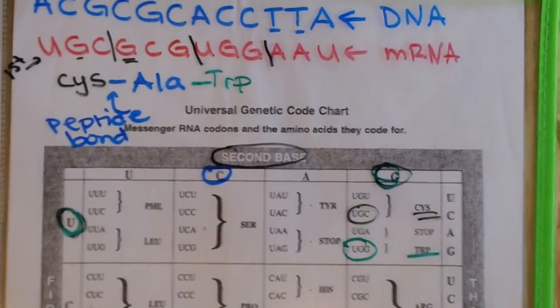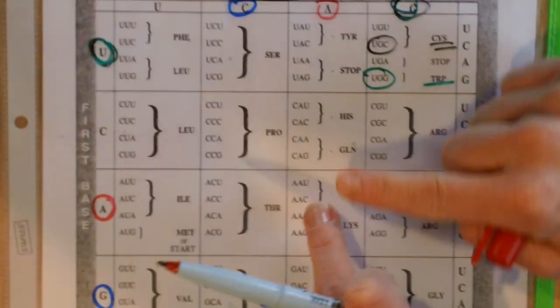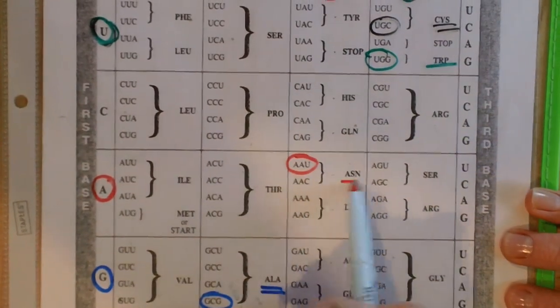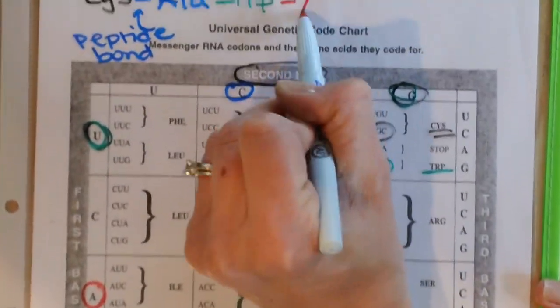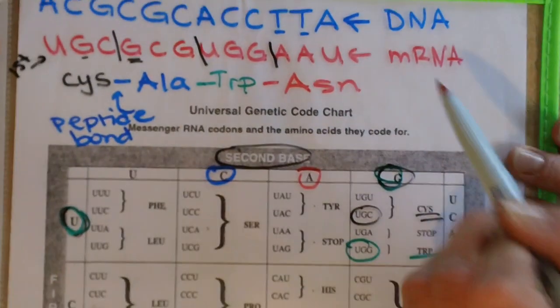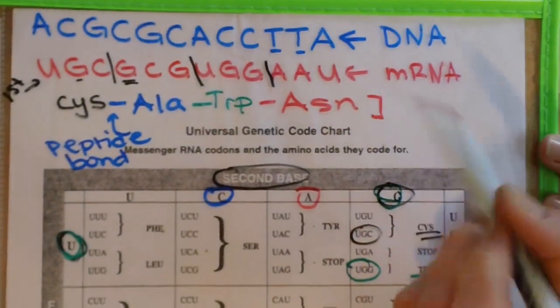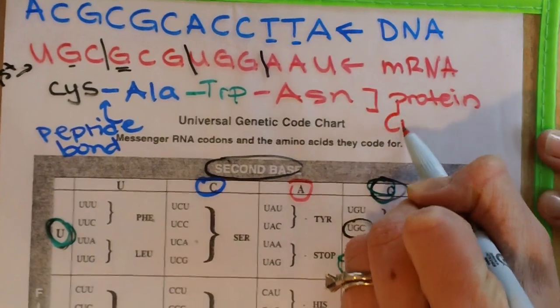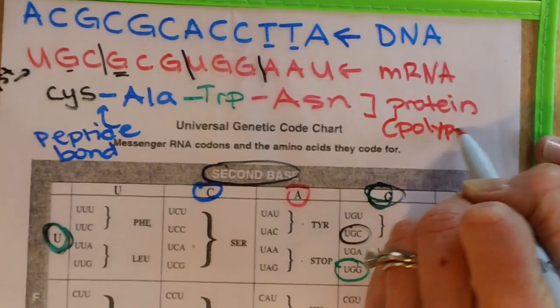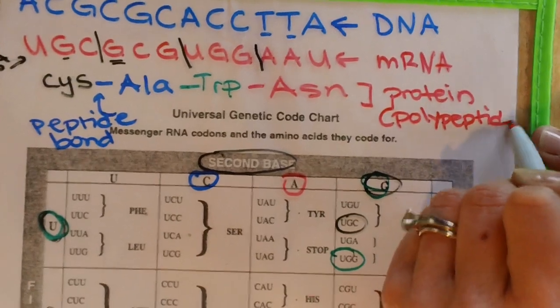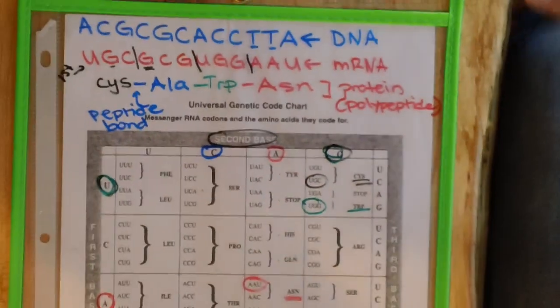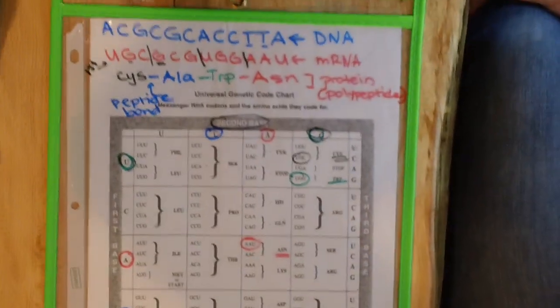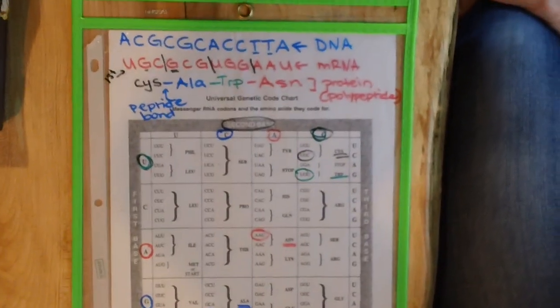And our last one, AAU, A, see where they meet, AAU, ASN. So now I have my amino acid sequence, or my protein, or polypeptide. I hope this helped you understand what we were talking about during the protein synthesis computer lab. Good job, guys.